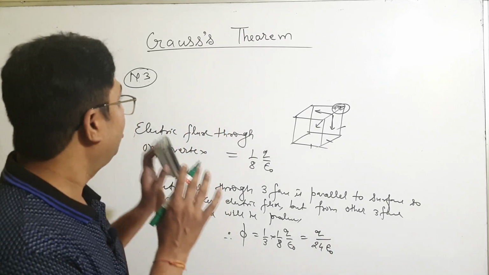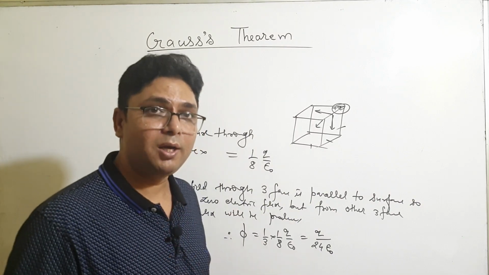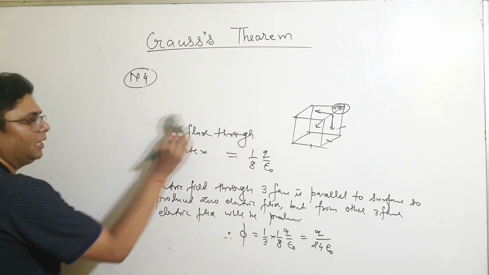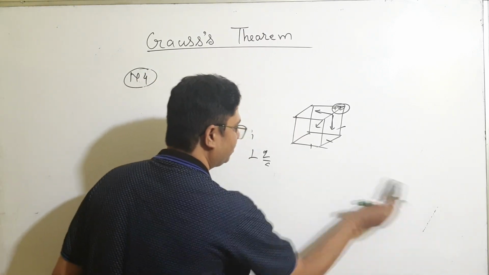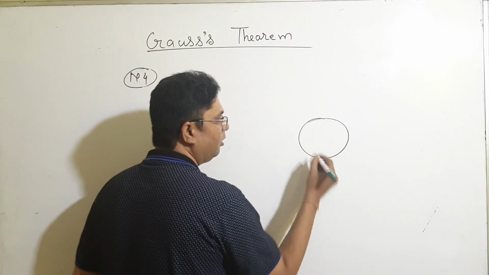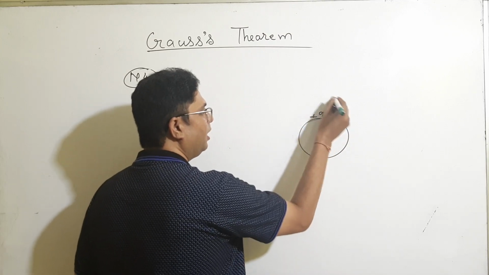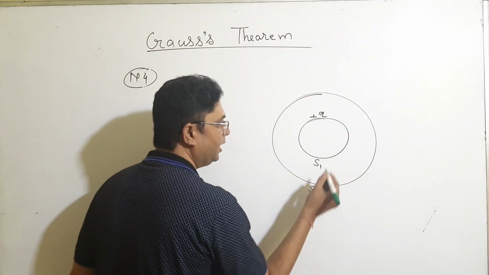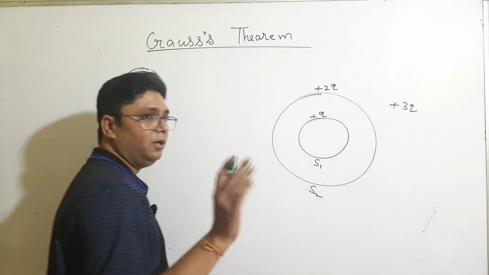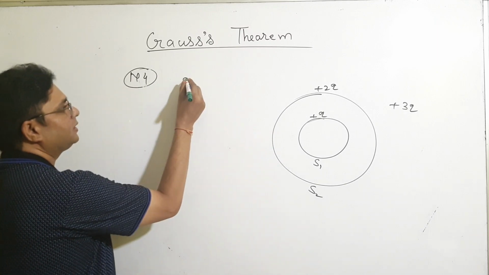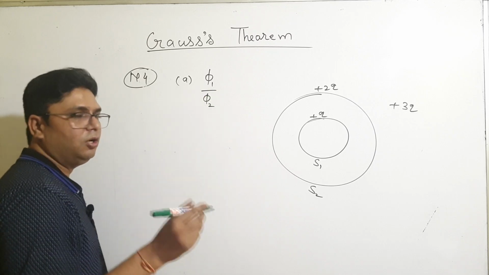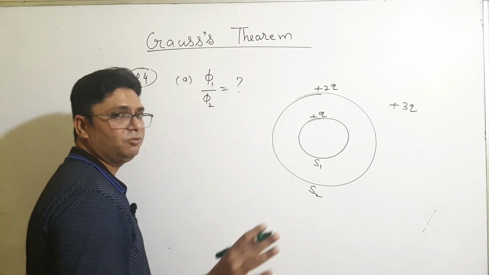Thus you understand what Gauss theorem is and how we are going to solve numericals on this. Let us have one more numerical, a very interesting numerical for you, and it is very important for your examination purpose also. Suppose I am giving you a sphere known as S1. On the sphere put a charge plus q. Another sphere, this is S2, put a charge plus 2q, and here is the charge plus 3q. Part A asks what will be the ratio of flux phi1 to phi2, the flux through these 2 spheres?